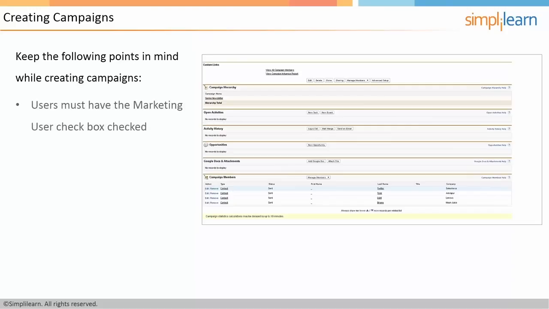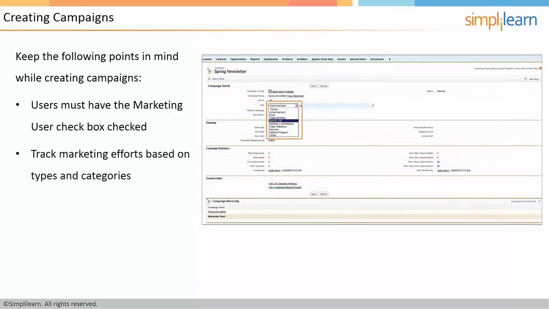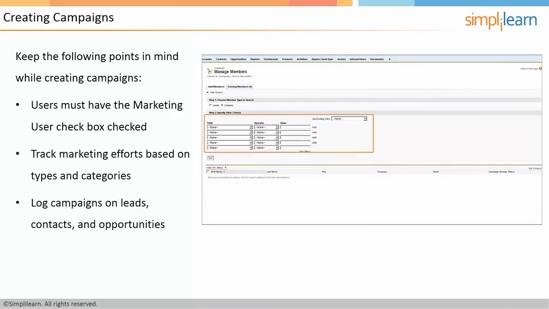Some key points here to remember is that for a user to have access to campaigns, they need to have that marketing user checkbox checked on their user record. So you can also track your marketing efforts based on types and categories, and then you can also log campaigns against leads, contacts, and opportunities.